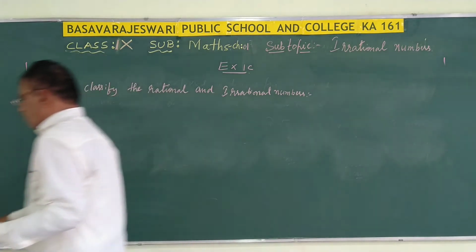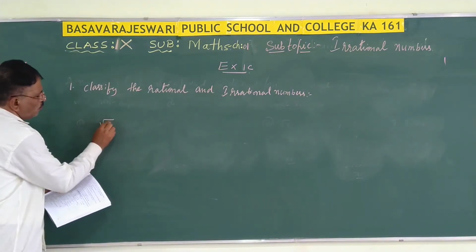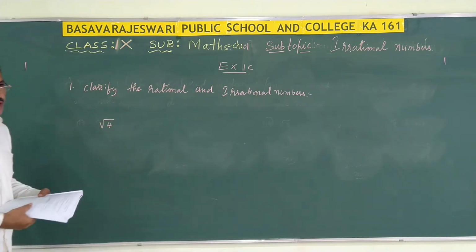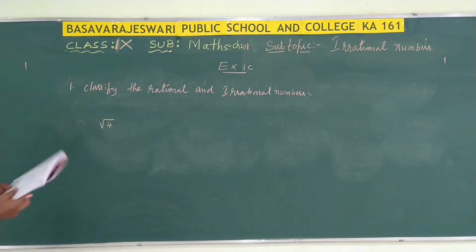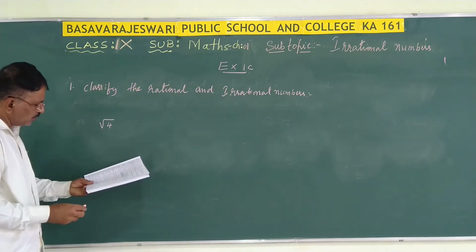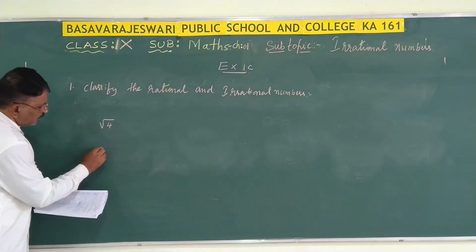Next I'll be giving a few homework questions. Root 4. We know that root 4 can be written as 2. 2 is nothing but 2 by 1, which is in the form of a rational number. These are the homework questions. Root 4 minus root 5.